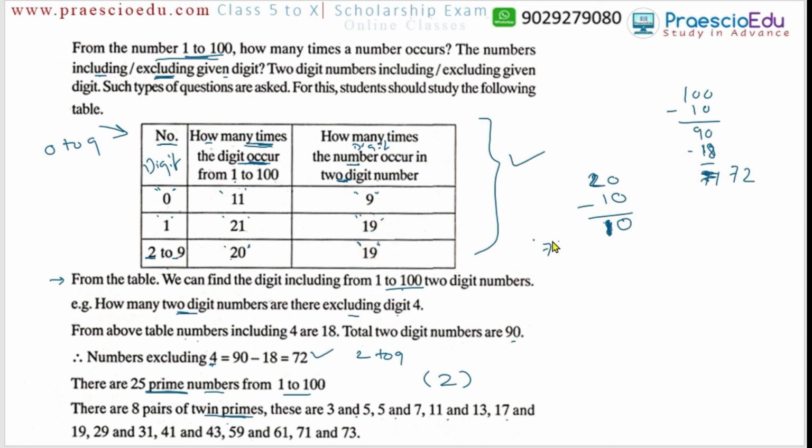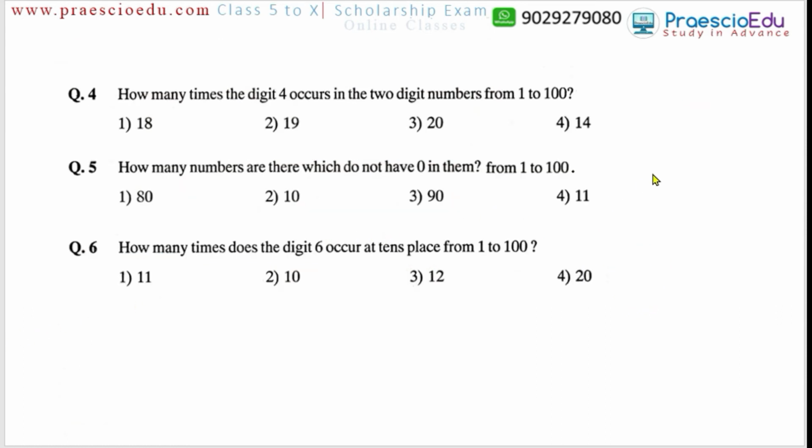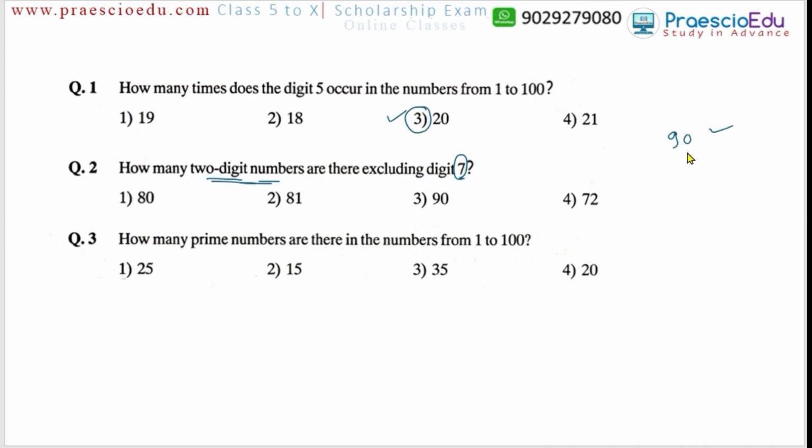19. But in 77, this digit occurs 2 times, and we have to count only for the numbering. So complete numbering has to be considered. So there are 90, and 90 minus 18 comes to 72. So 72 is mentioned in option number 4.